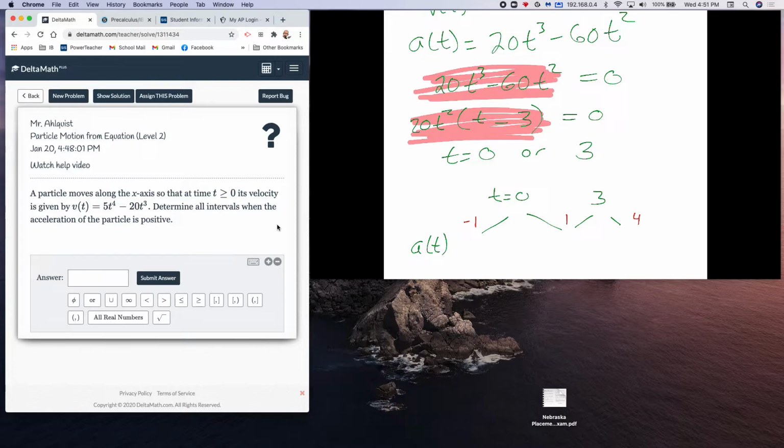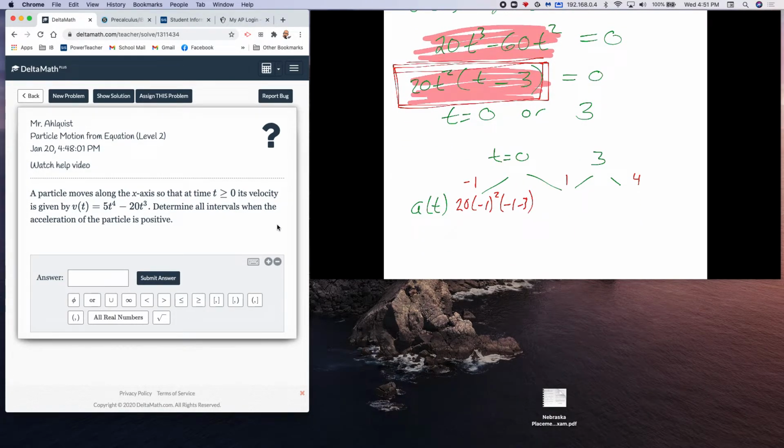Sometimes I go to the factored one because I feel like I can get negatives in there. Notice that if I put -1 into this one right here, I would have 20 times -1 squared times -1 minus 3. I'll only do that for the first one so you may hopefully be able to see how I got that. If you look at that, I have a negative quantity because I have 20 times +1 times -4. If I plug in 1, notice I have 20 times 1 times -2, so that's still negative.